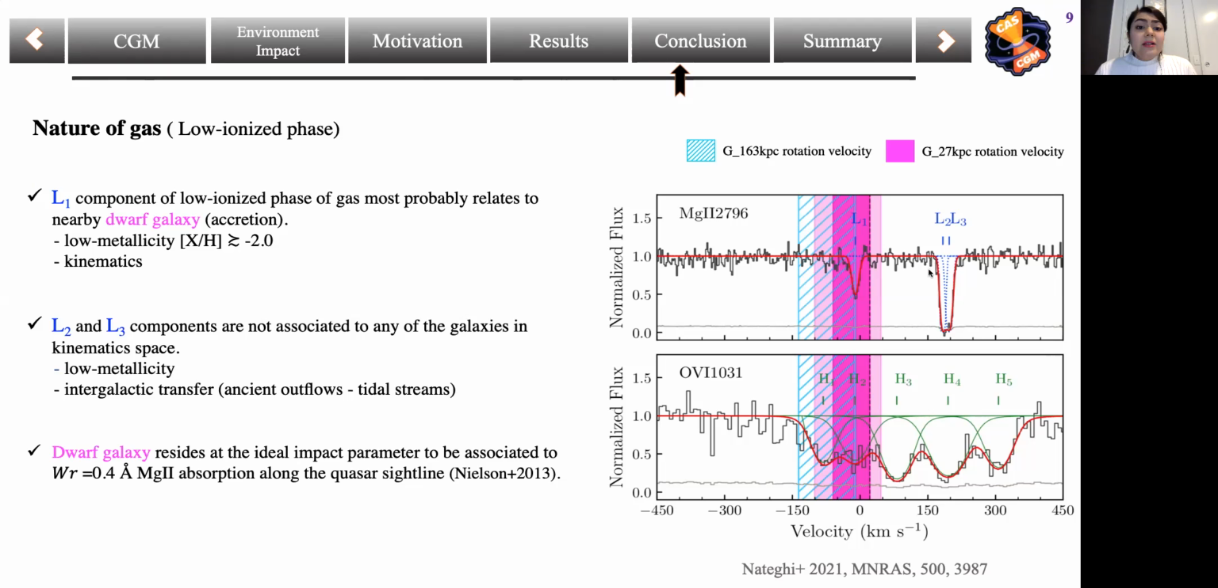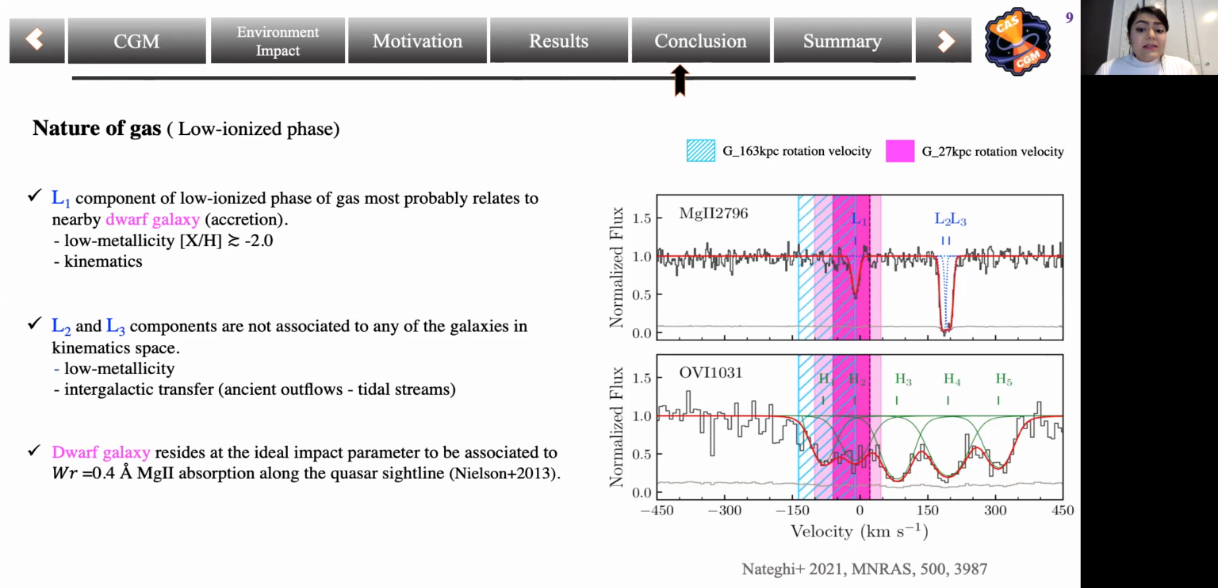However, L2 and L3 components of this phase are not related to any of these galaxies in kinematic space and could probably be a part of intergalactic gas transfer between these two galaxies, like a tidal stream or ancient outflows.